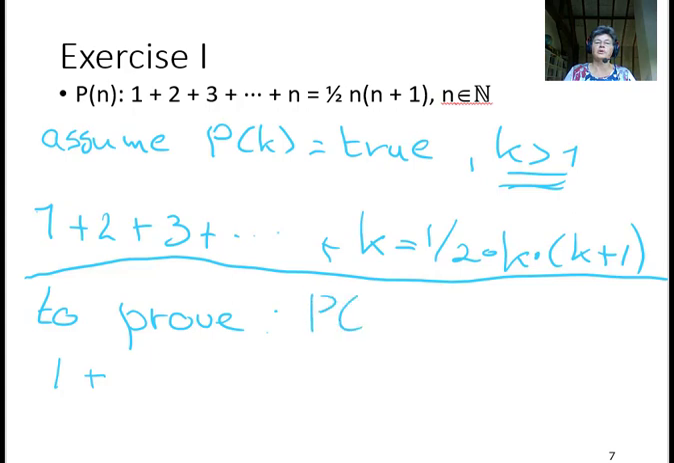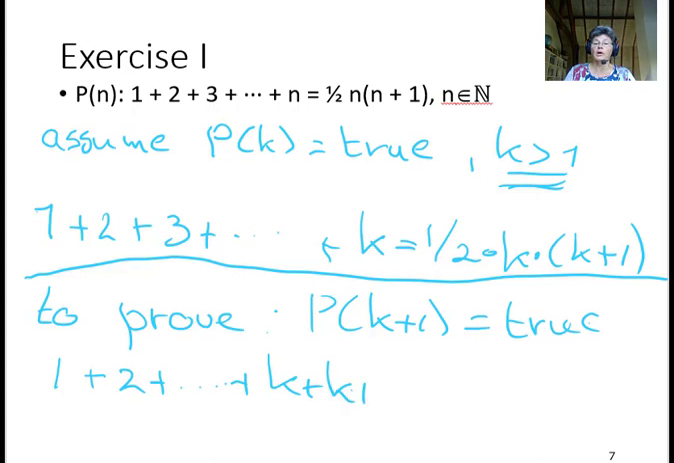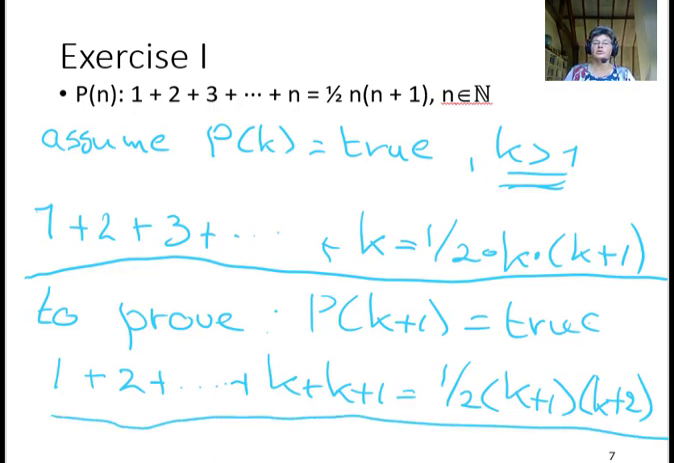So to prove that P(k+1) is true. So to prove that 1 plus 2 plus up to k plus 1, that's now the last element, equals a half times (k+1) times... So we have to change the n into k plus 1, and then n plus 1 would become k plus 1 plus 1, so that would be k plus 2. So this is what we need to prove, that the left half is equal to the right side. Okay, let's try to do that.